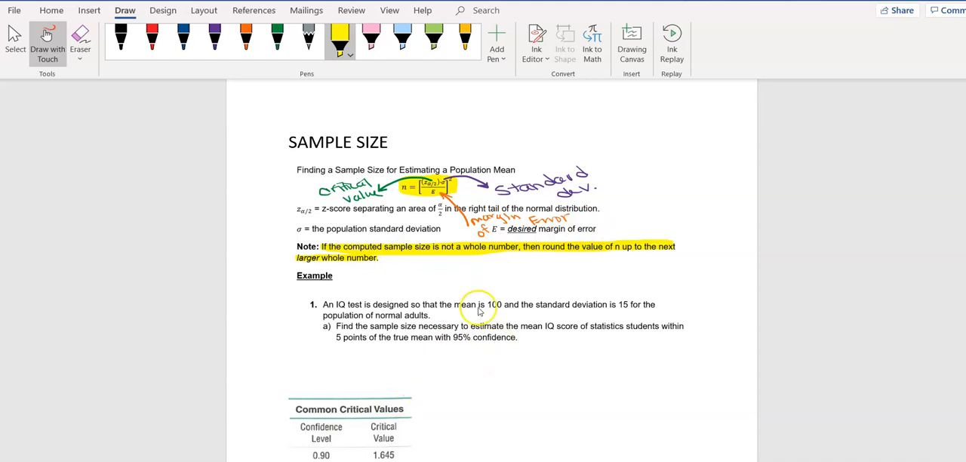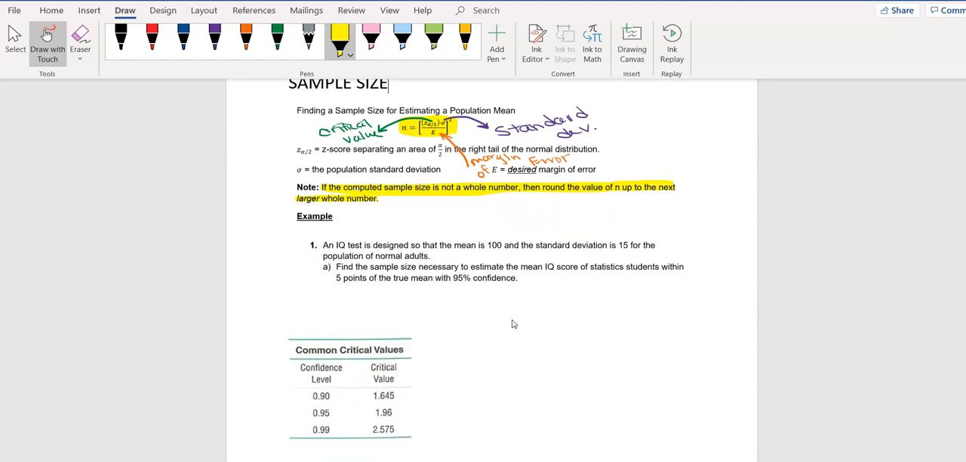Okay, so the next thing is to actually do an example with this. This example comes straight from your notes, but I'm highlighting one to make sure that you know you do need to focus on this, and you will see it in future questions. This is asking about an IQ test, and it says it's designed so that the mean is 100 and the standard deviation is 15 for the population of normal adults. Find the sample size necessary to estimate the mean IQ score of statistics students within 5 points of the true mean with 95% confidence.